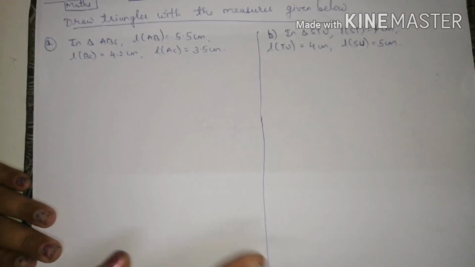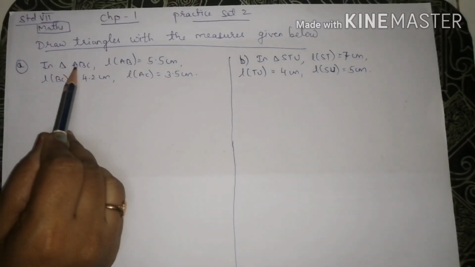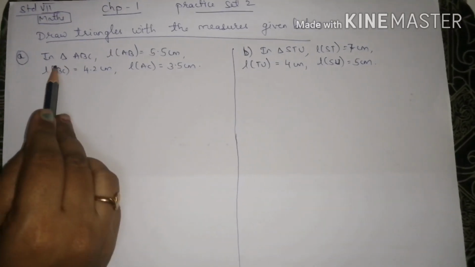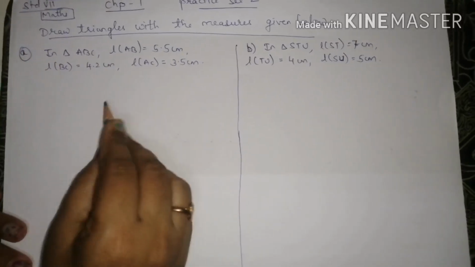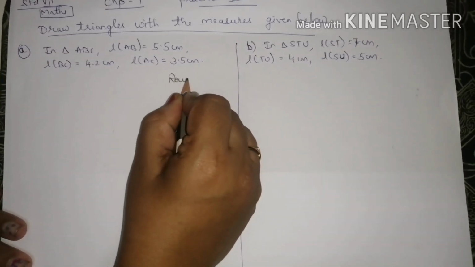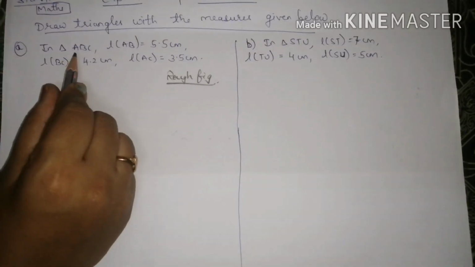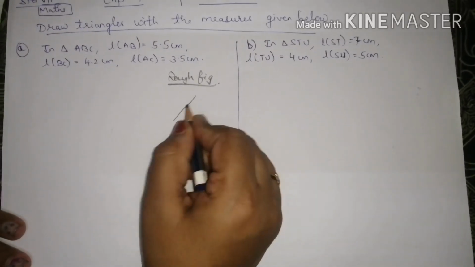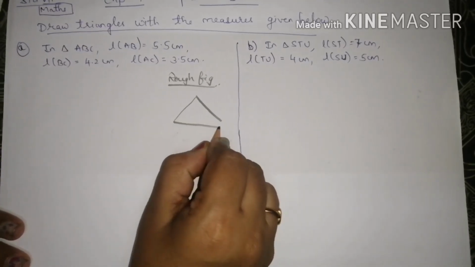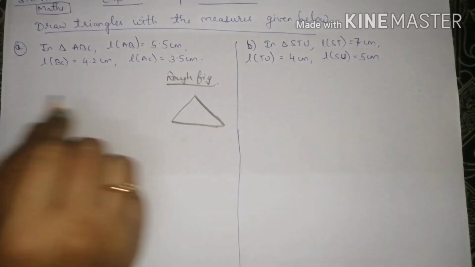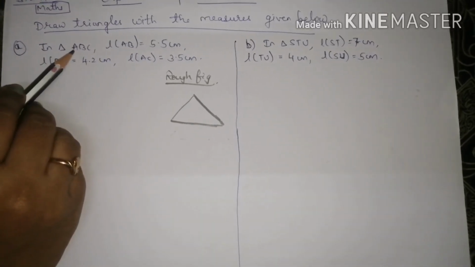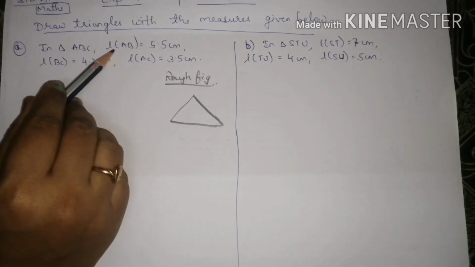Now see your first question, practice set 2. In triangle ABC, one triangle. First, before starting you will have to draw one rough figure. So this is your rough figure. So the name of the triangle is ABC. First you draw a rough triangle like this. Then in triangle ABC they are giving you some measurements.